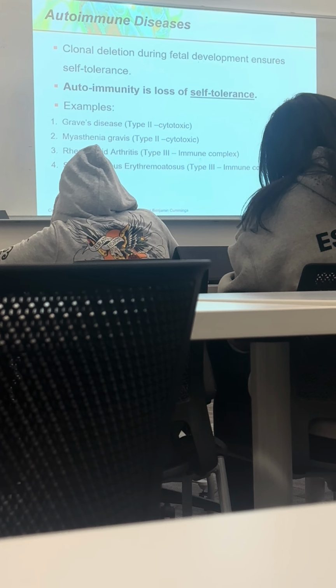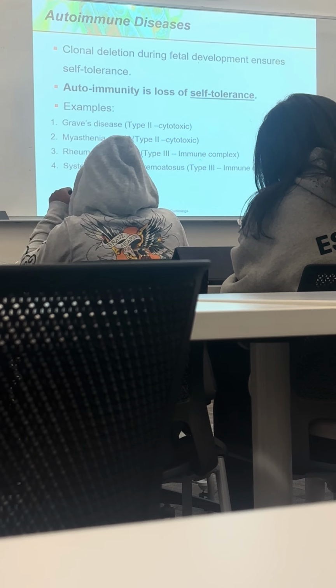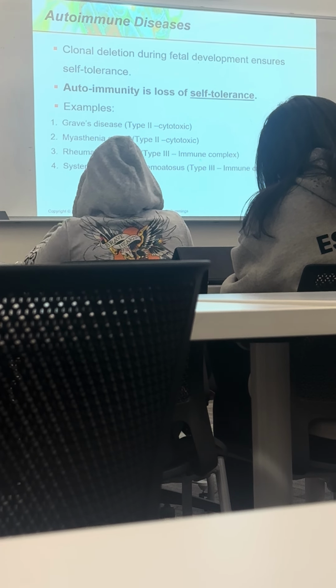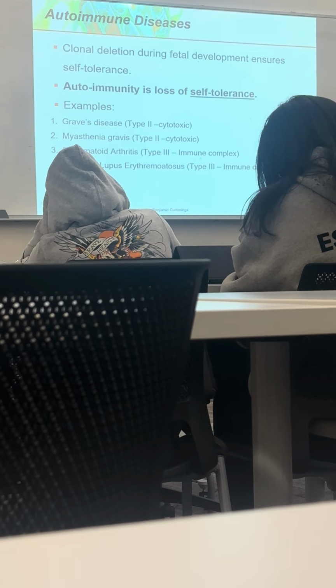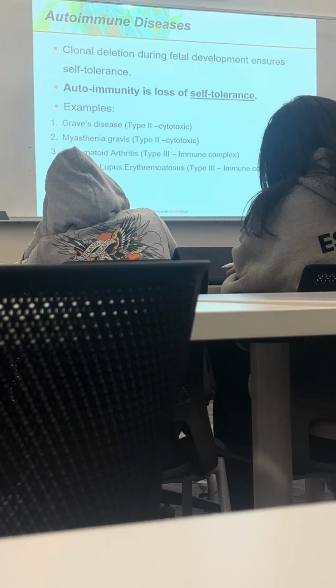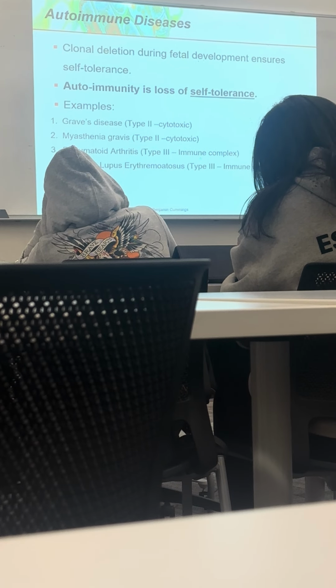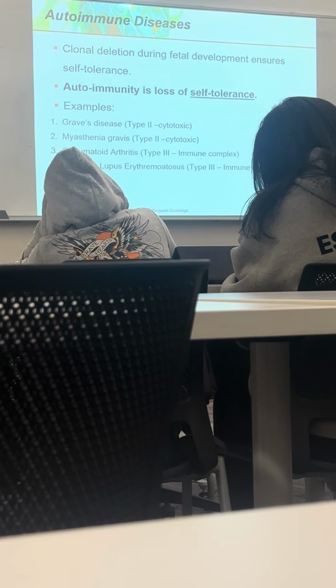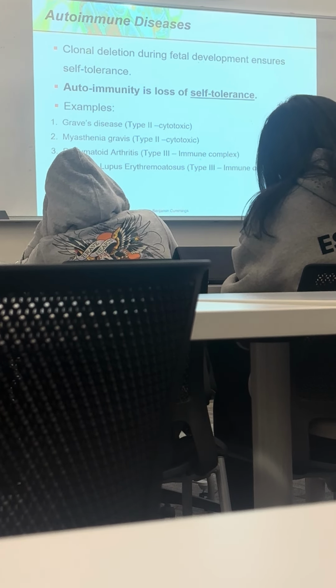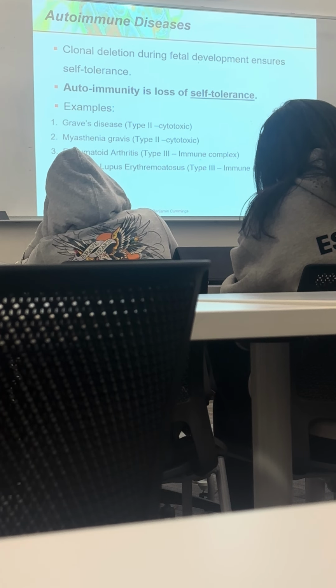Examples of some autoimmune disease. So auto means self. So these are diseases where your immune cells or your immune system is attacking yourself. How dare you, right? Okay. So, 4 examples we'll talk about is Graves' disease, myasthenia gravis, rheumatoid arthritis, and systemic lupus. Okay. So number 1 and number 2 are both examples of a type 2. And then number 3 and number 4 are both examples of a type 3 hypersensitivity.